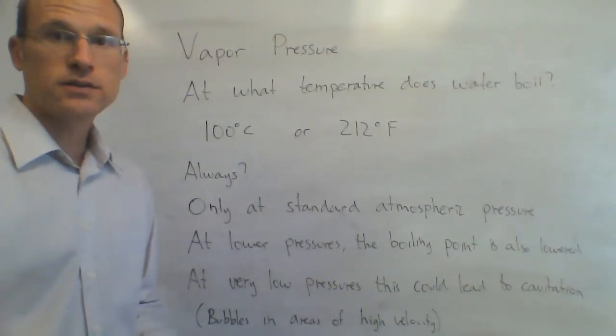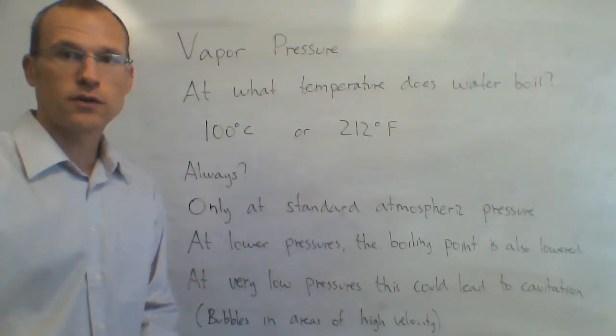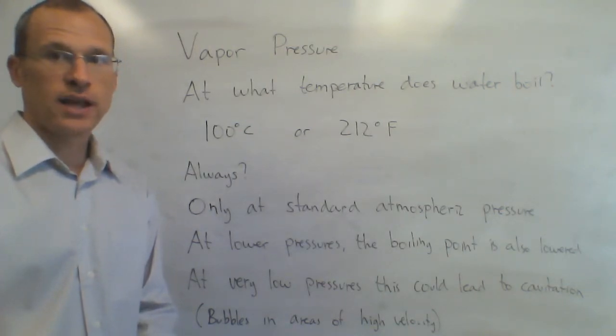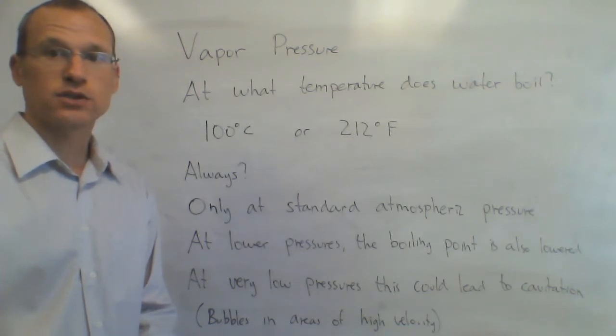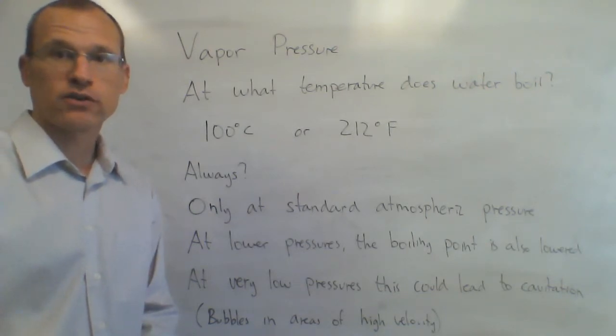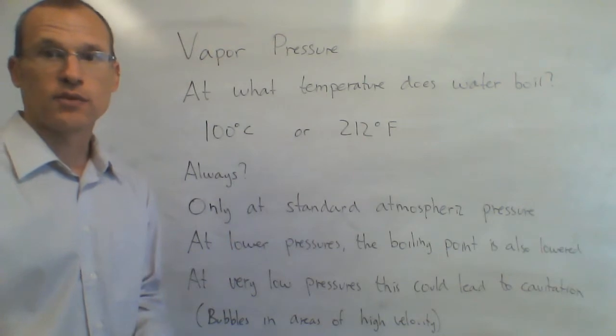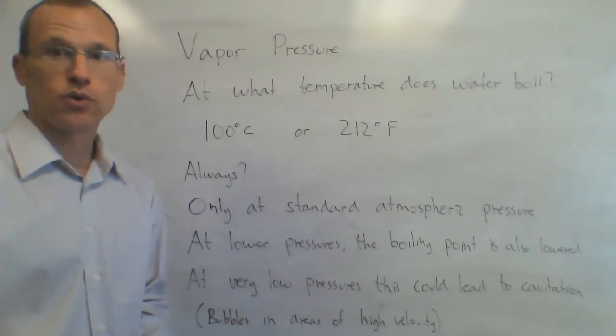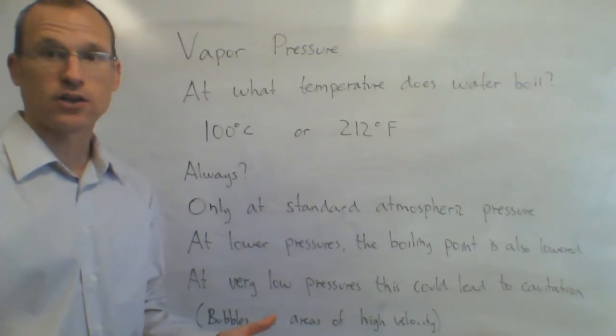These values of 100 degrees Celsius or 212 degrees Fahrenheit are only for standard atmospheric pressure. If the pressure goes up or down, these values will change as well. If the pressure is higher, these numbers will be higher. If the pressure is lower, somewhere like at high elevation like Colorado, water boils at something like 97 or 98 degrees Celsius. So the boiling point goes down as well if you have lower pressure.